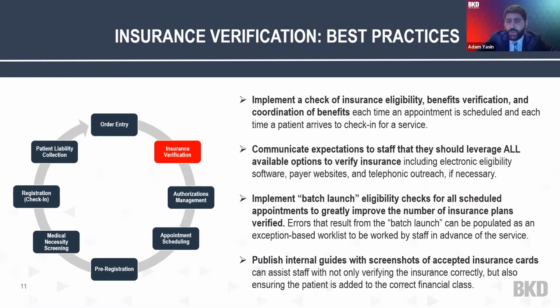And then finally, we want to publish internal guides with screenshots of accepted insurance cards. Verifying insurance is really half the battle. We also want to catalog that insurance appropriately in our patient accounting system. Ultimately, we recommend developing a robust, living document guide where screenshots of these insurance cards are collated, and as patients in your community present, you get a clearer picture of your payer mix and a better reaction time on getting those patients cataloged in your system appropriately. And that's going to have downstream benefits for on-time claim submission.